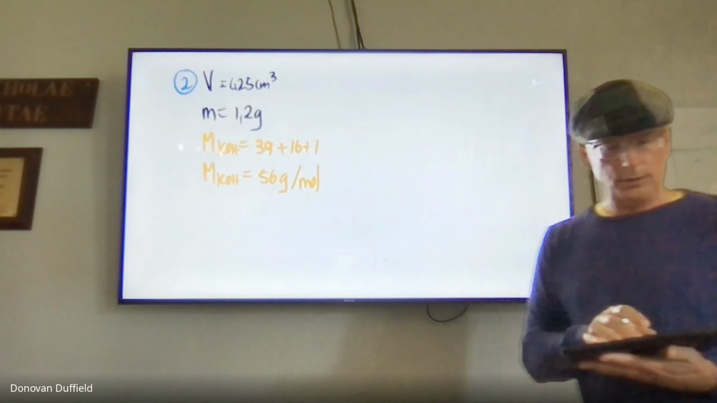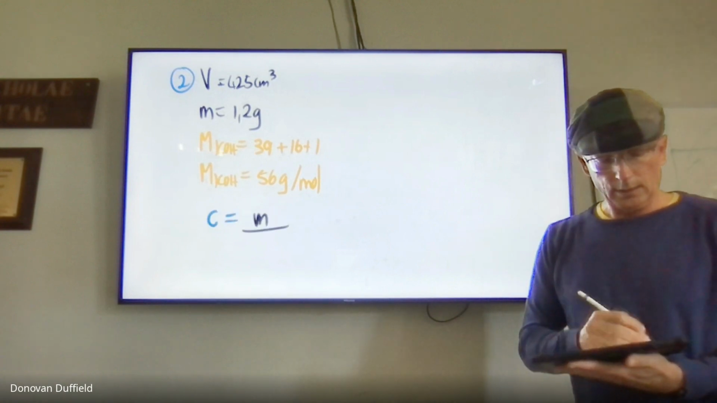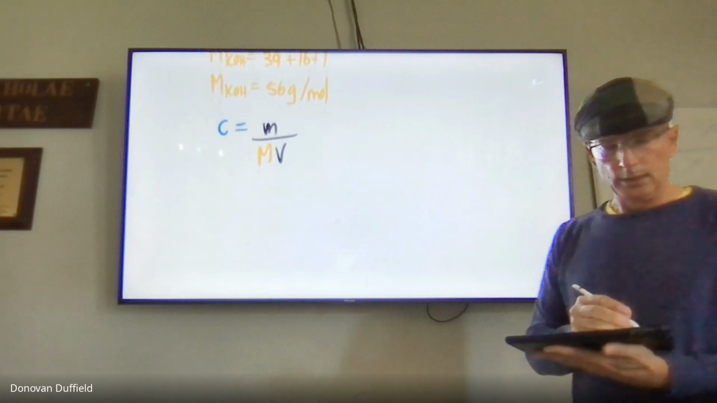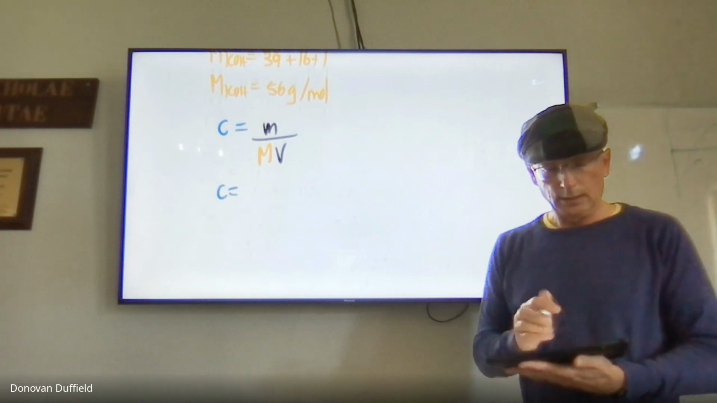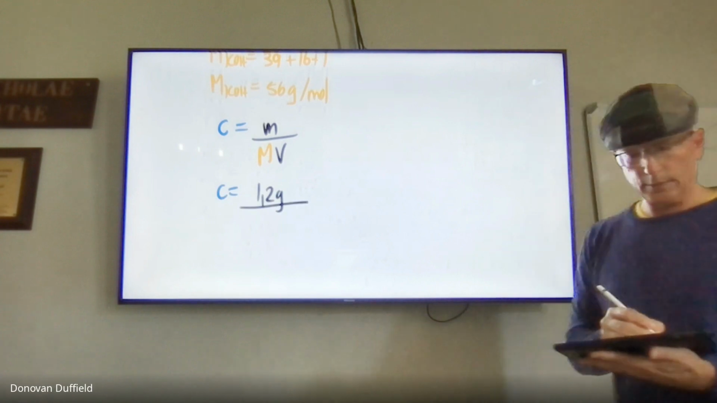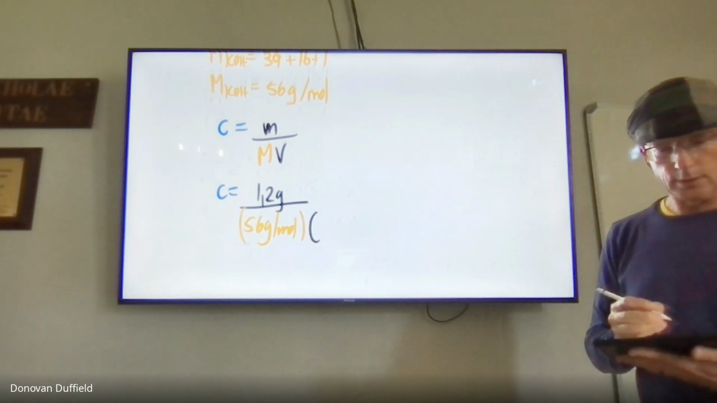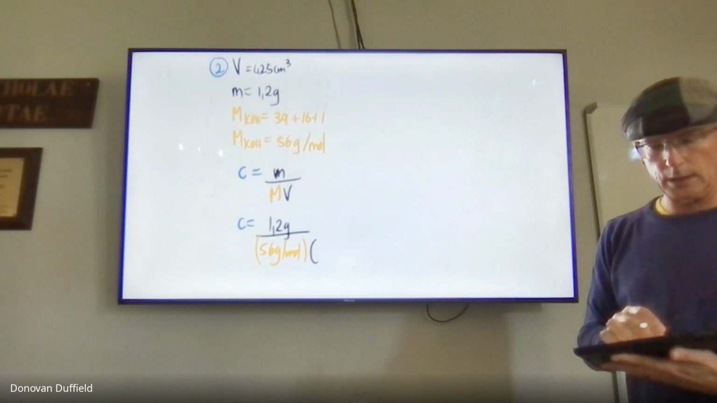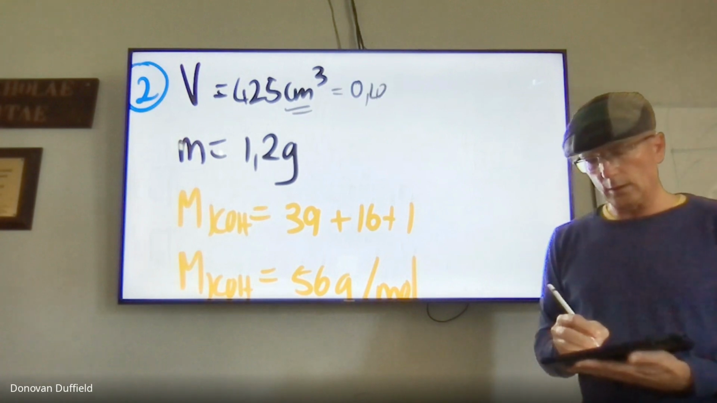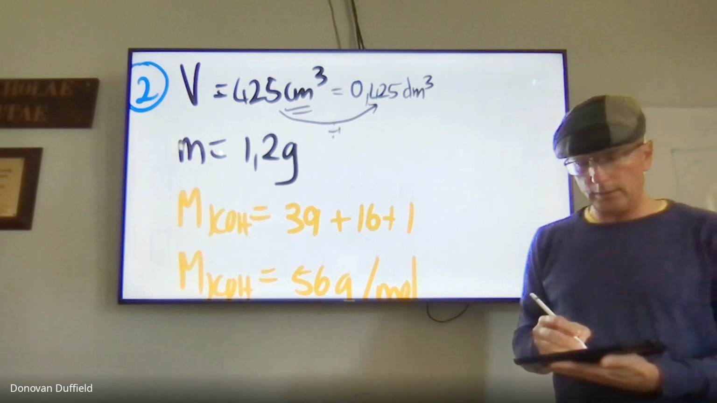And now we want the concentration. So the concentration is going to be the mass over the molar mass times the volume of the solution. So that's going to give us the mass, we said was 1.2 grams. The molar mass is 56 grams per mole. And the volume of the solution is, we said, 425. Now I must be careful here. That's cubic centimeters, so we've got to divide by 1,000 to make it cubic decimeters. 0.425 cubic decimeters, we divide by 1,000.